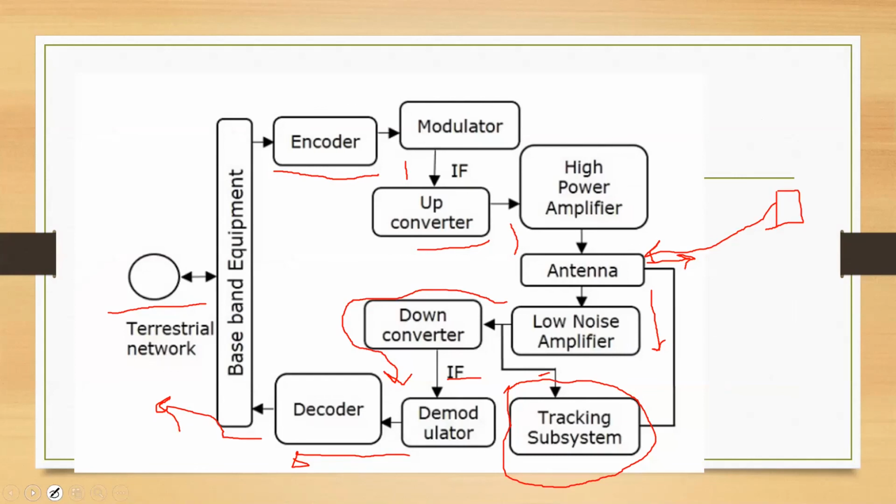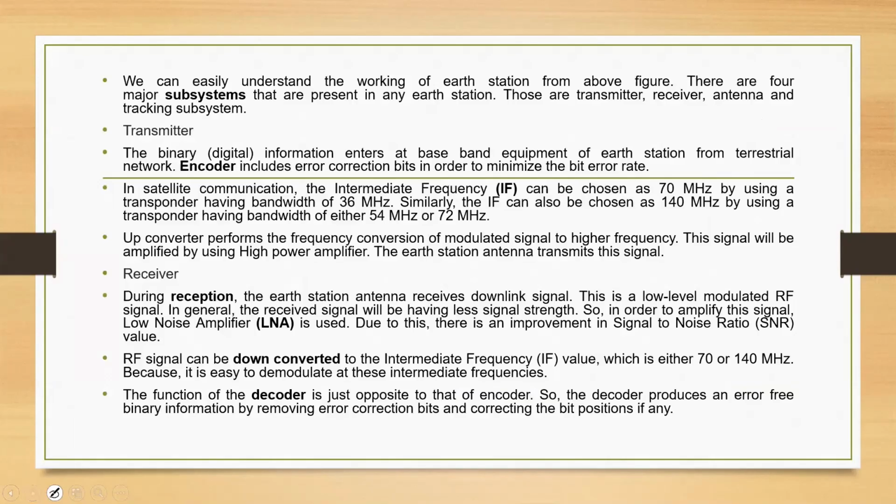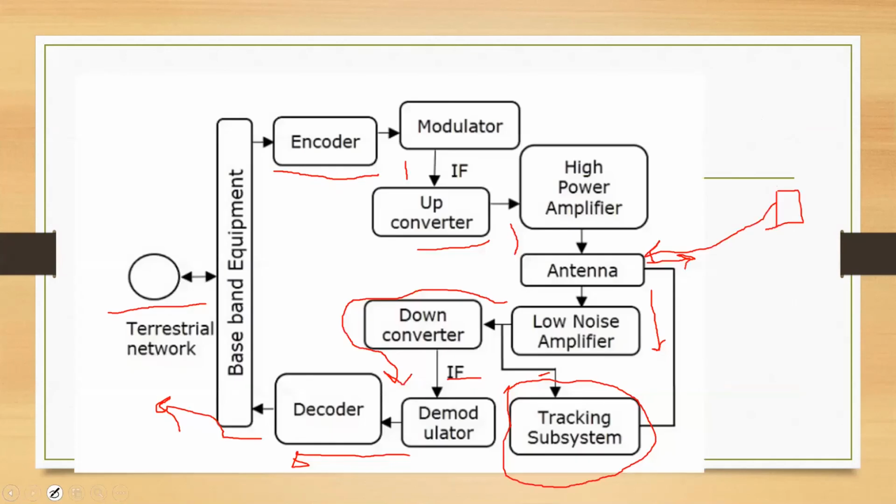For transmit, you have first modulation, up conversion, high power amplifiers, and through the antenna it is transmitted. The antennas are parabolic antennas that we use with a feed, placed the way we have seen in the receiving earth station. Then at the receive side, we have a low noise amplifier, the down converter, intermediate frequency, demodulator, decoder. This is already clear.